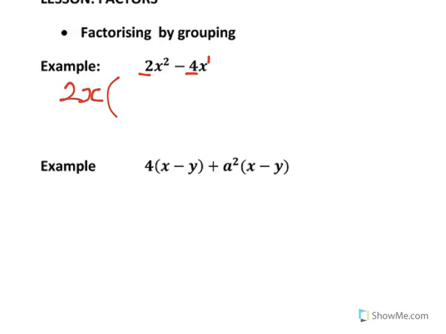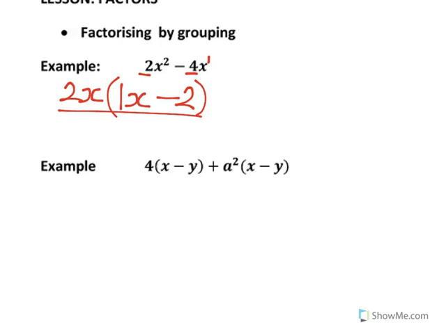You divide now. 2 into 2, it's a 1. You can put a 1 if you want. And x squared divided by x, you will remain with x. Minus 4 divided by 2, it's a 2. X divided by x, it's a 1. So the answer becomes 2x into x minus 2.